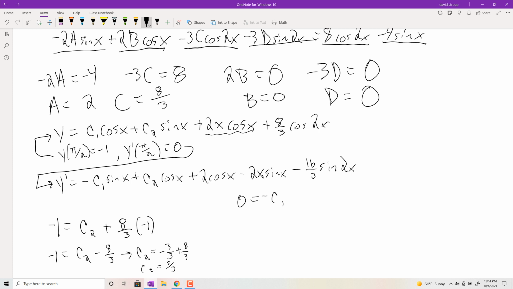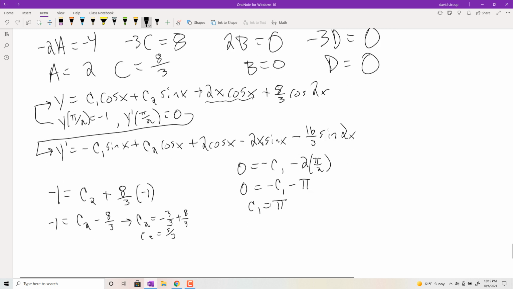Okay, now plug the other initial condition into here, and you get 0 equals negative c1. Sine of pi over 2 is 1. Cosine of pi over 2 is 0, so the second part is 0. The third part then is also 0. And then the fourth part is going to be minus 2 times pi over 2, and then the sine of pi over 2 is 1. And then minus 16 sine of 2 times pi over 2, which is the sine of pi, and sine of pi is 0. Okay, so we get 0 equals negative c1 minus pi. In other words, c1 equals pi.